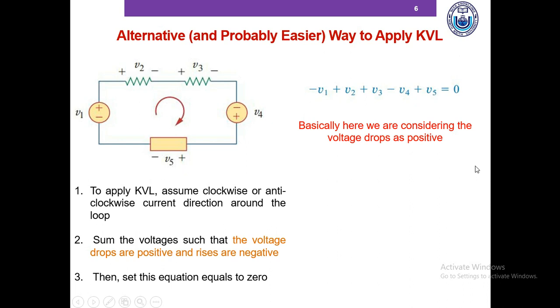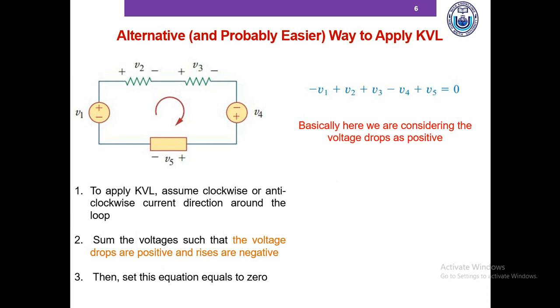Again, similar to KCL, note that the number of terms in the KVL equation is equal to the number of circuit elements. So personally, I always go clockwise, and I always assume that voltage drops are positive. So I'd like to suggest you follow one convention for all of your problems so that you don't mix up.